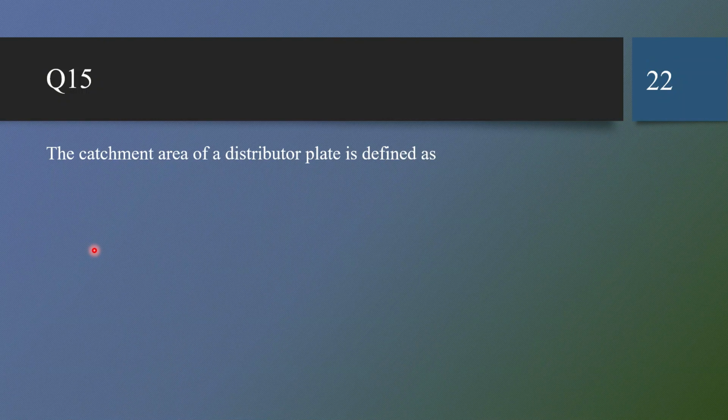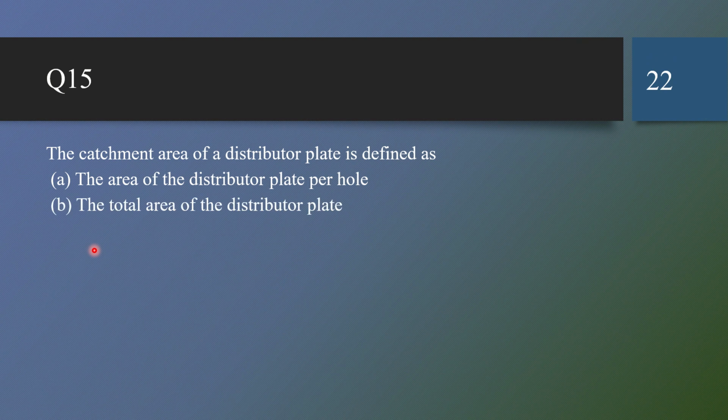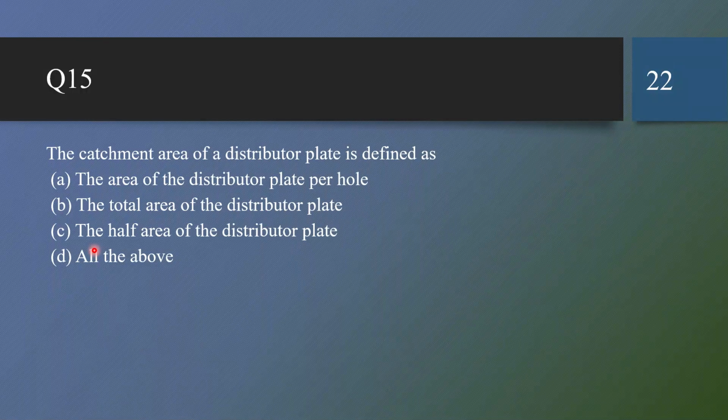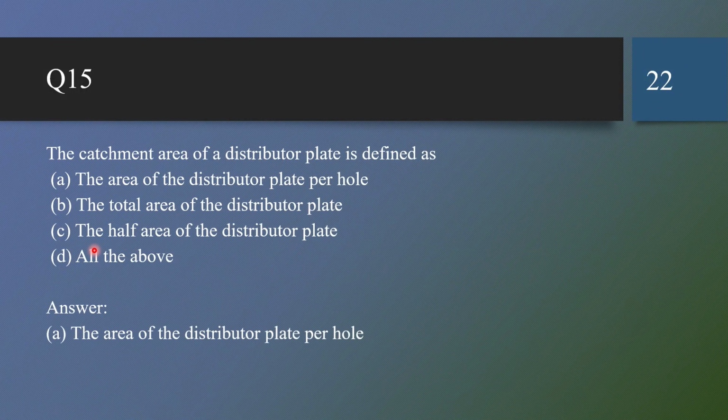So question 15, the catchment area of a distributor plate is defined as: the area of the distributor plate per hole, total area of the distributor plate, half area of the distributor plate, all the above. So the right answer is, what is the catchment area? It is the area of the distributor plate per hole. So how much area is available for each one of them. It has numerous holes in the distributor plate. So how much area or opening each of the holes has is given by the catchment area. So the right answer is option A, the area of the distributor plate per hole.